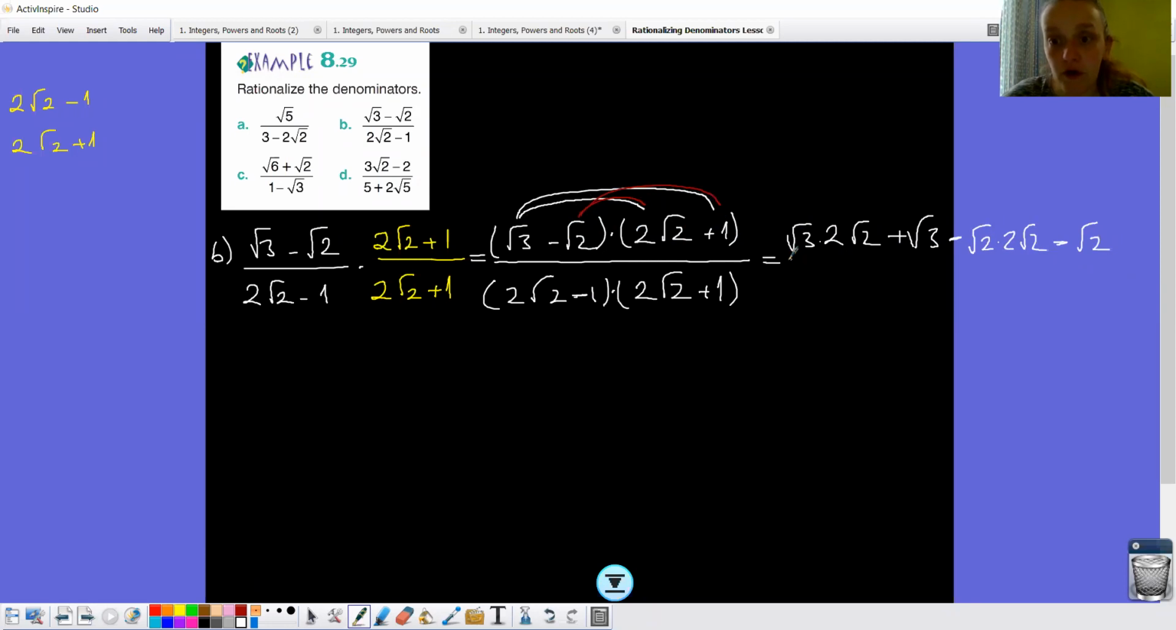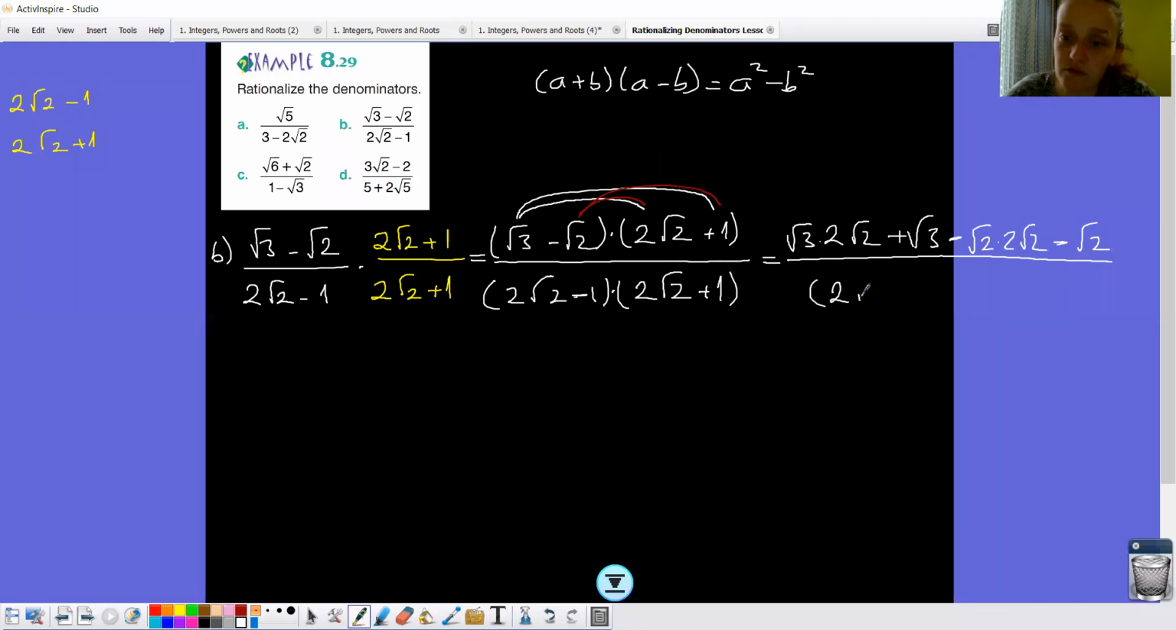Over, for the denominator I'm always using this identity: a plus b times a minus b is a square minus b square. So here I have 2 root 2 minus 1 times 2 root 2 plus 1, which will be 2 root 2 squared minus 1 squared. It's okay? Yes, it's okay.